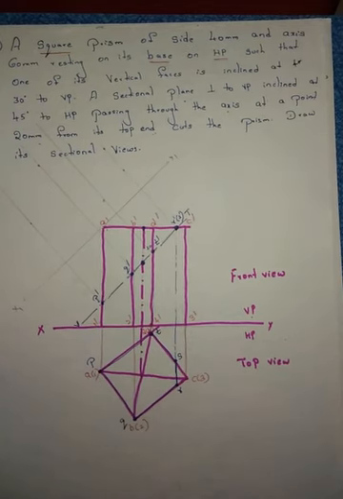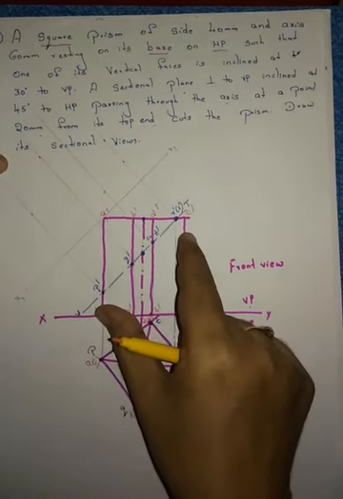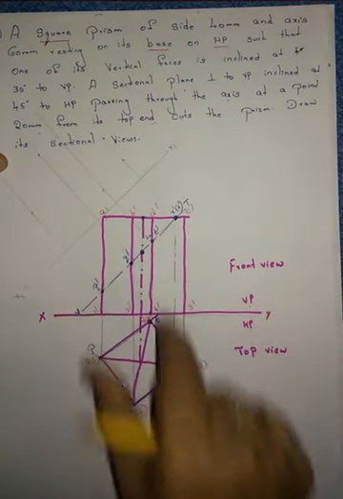After marking this, you have to draw the hatching lines. First draw the sectional plane, mark the points, project that one.